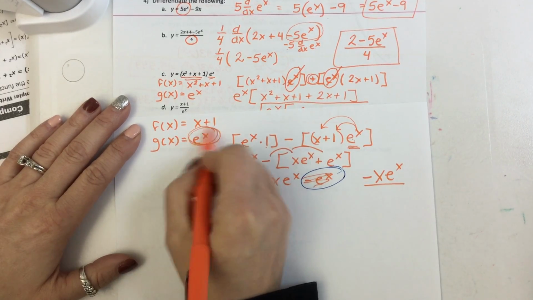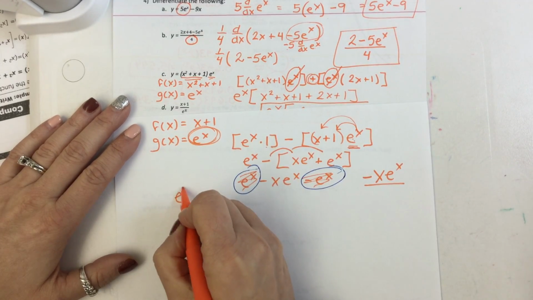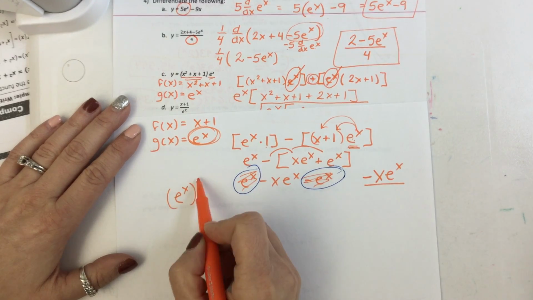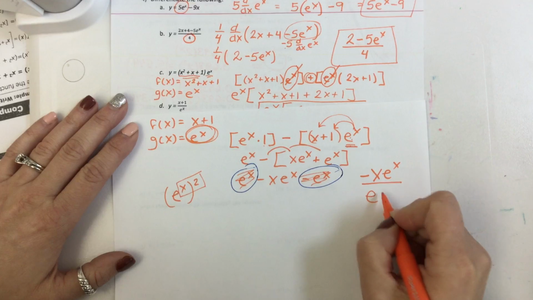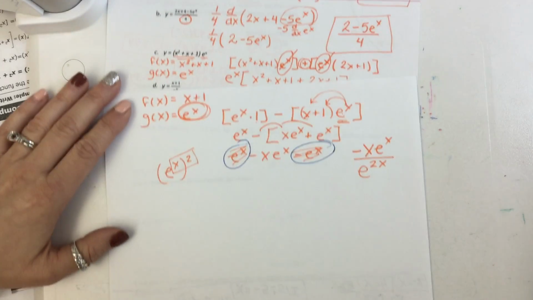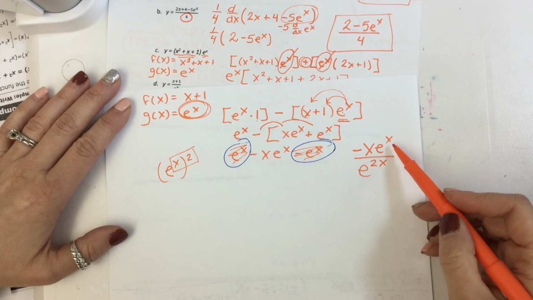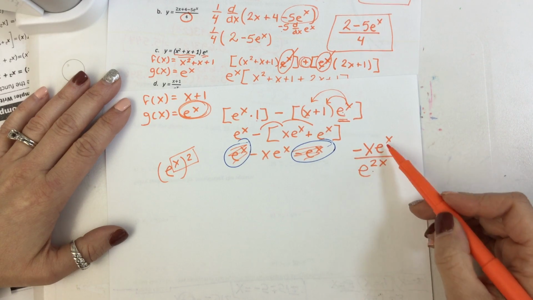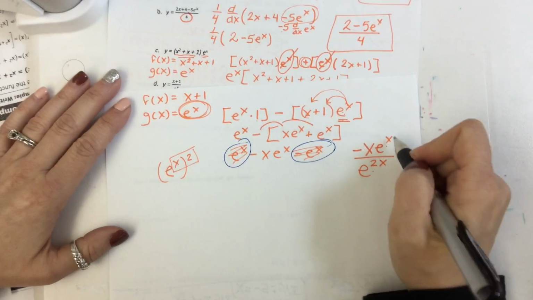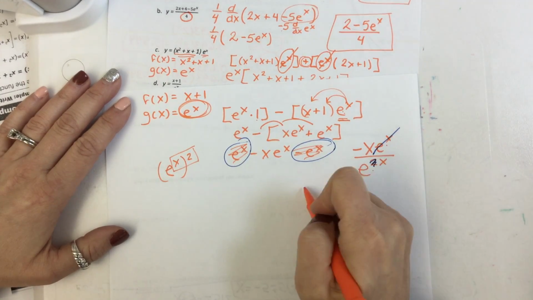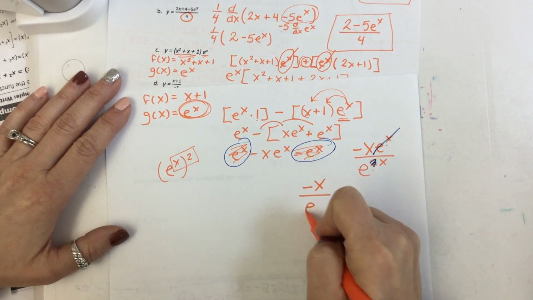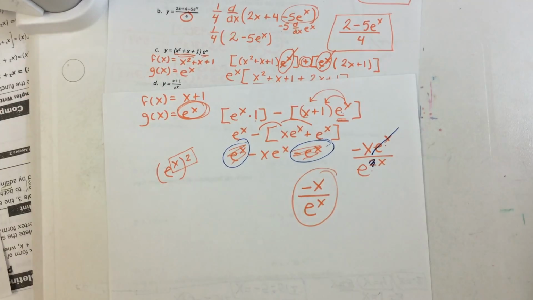The bottom, take g of x squared. So if I had this and I squared it, properties of exponents. Inside and outside, you have to multiply them. That makes it e to the 2x. Now last step, I can simplify. This means I have 2 e to the x's. This means I have 1. I could cross this one off, which would cancel the 2. So my final answer and your derivative is negative x over e to the x.